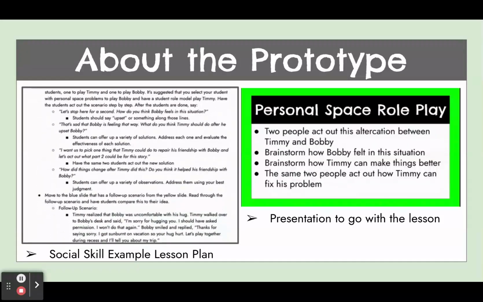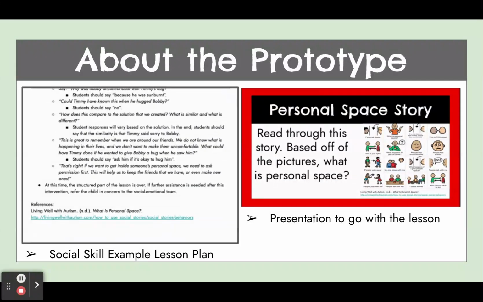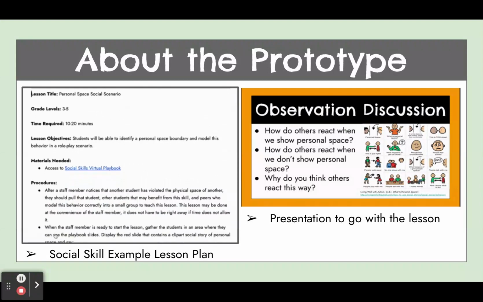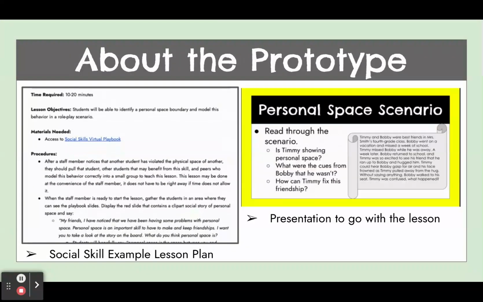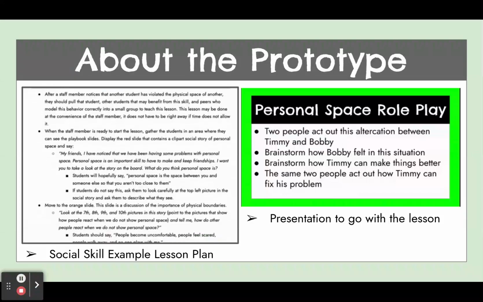On the left GIF, you will see the example of the lesson plan, and on the right, it shows the slideshow that would be demonstrated or presented to the students during this intervention.